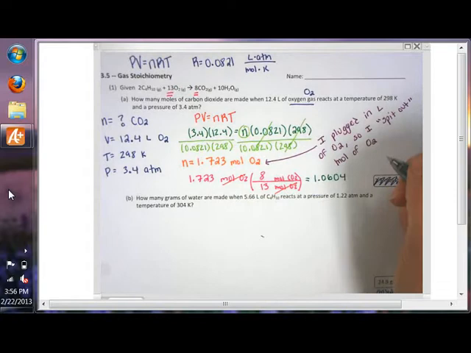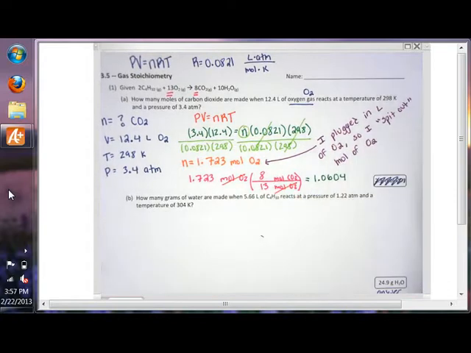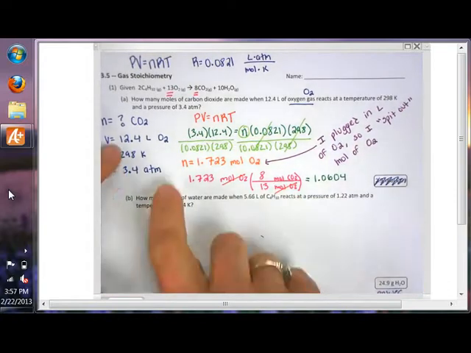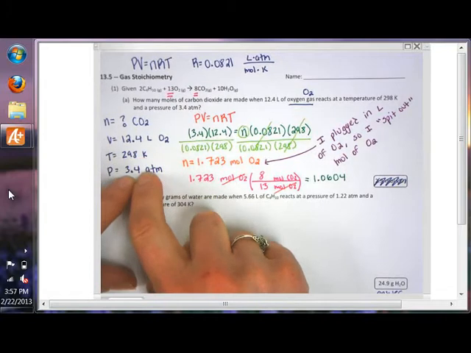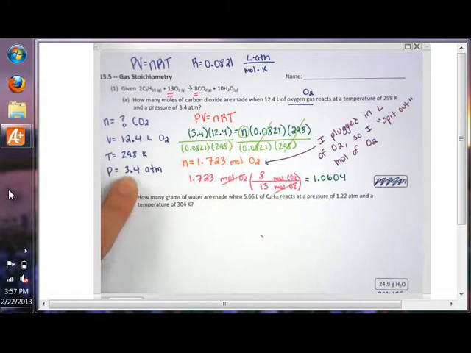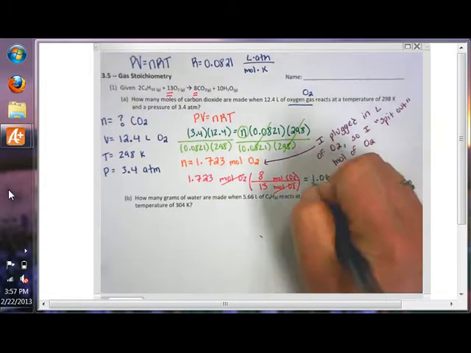3 sig figs, so my answer should have 3 sig figs. So my final answer is 1.06 moles of CO2.